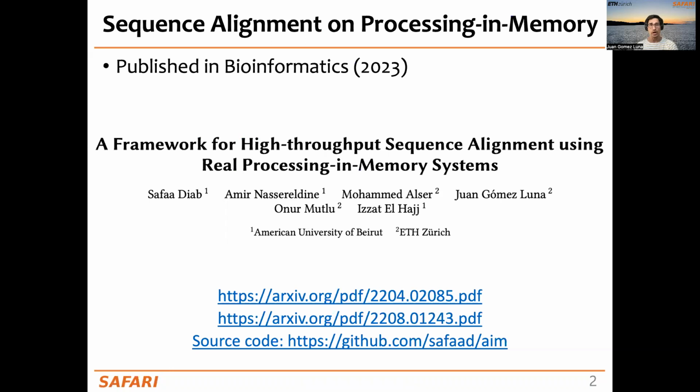There are two arXiv versions. One is shorter, the other one is longer, that you can find at the bottom of the slide, and the source code is also publicly available.